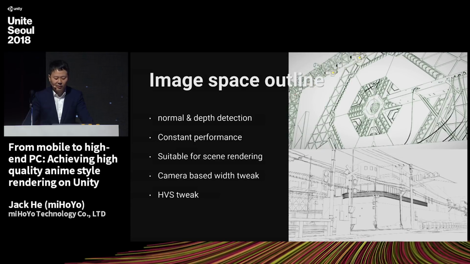Another approach is to generate the outline in image space. By detecting discontinuity in normal and depth, we can get an outline that covers most cases, and the performance is constant regardless of scene complexity. We also add HSV color tweaks to make the outline fit better into the scene. The disadvantage is that it's hard to change the line width. If we want to achieve view-dependent line width, we can only tweak it within a range of several pixels. It's suitable for scene outline rendering. For objects close to the camera, we'd better use the previous method.